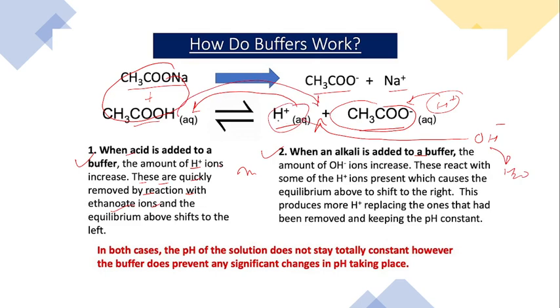Because it will fulfill the decreasing concentration of hydrogen ion, because hydrogen ion is being consumed by OH ion. So to fulfill this shortage, the reaction will proceed toward the right-hand side. So this is the working principle of this thing.